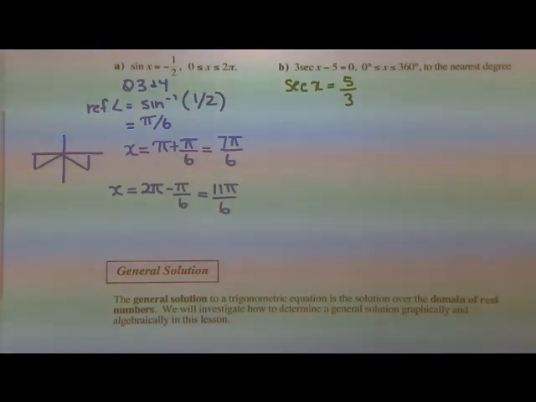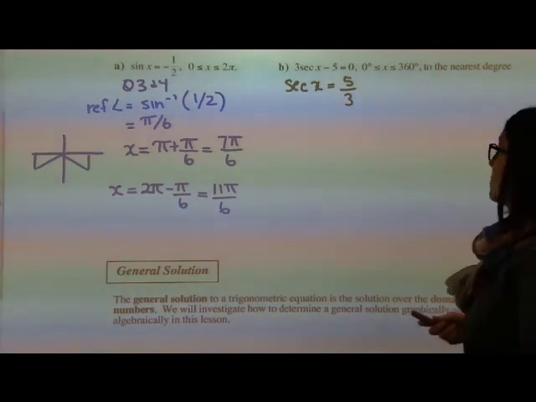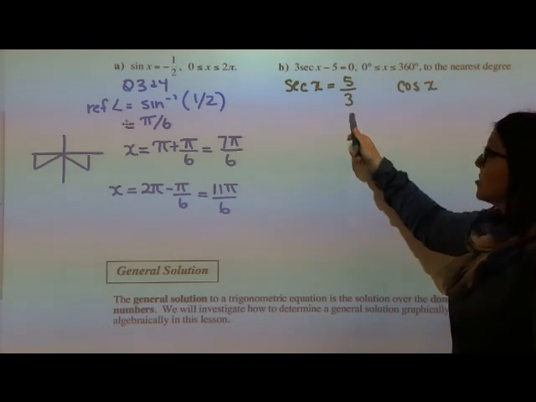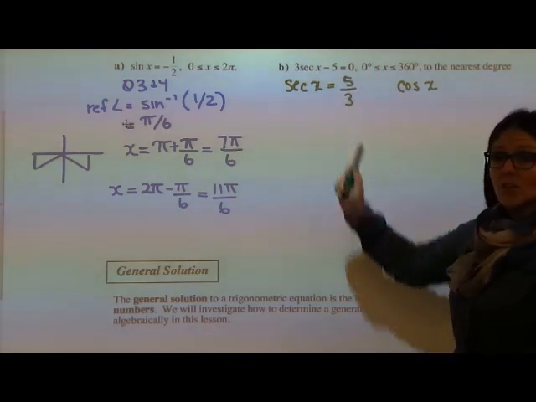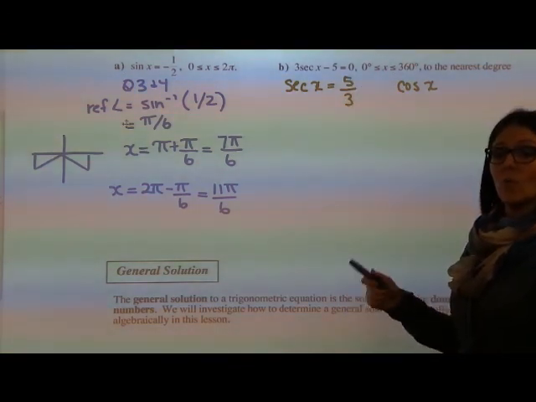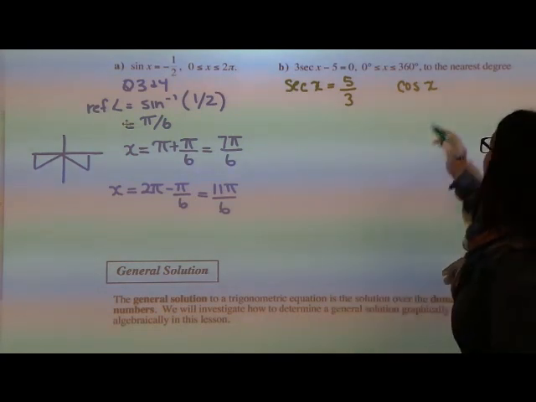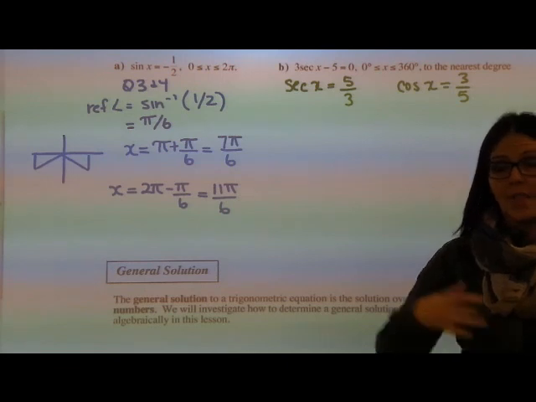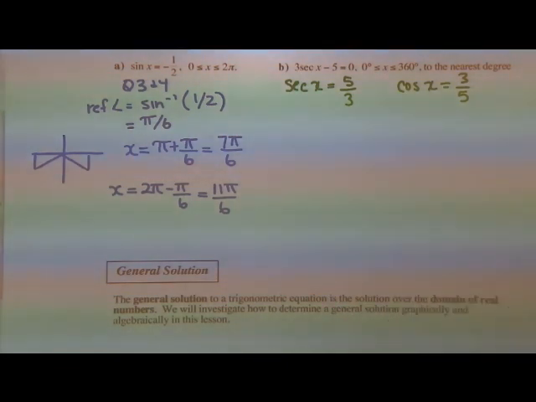Okay, do I have a secant button on my calculator? So then what do I have to use? 1 over cos. Or you use your cos button. I use my cos button, and cos is the reciprocal of secant. So if secant is 5 over 3, what is cos going to be? 3 over 5. And then I repeat the same steps. So I'm going to give you a couple of minutes to repeat those steps. How do I go about solving this?